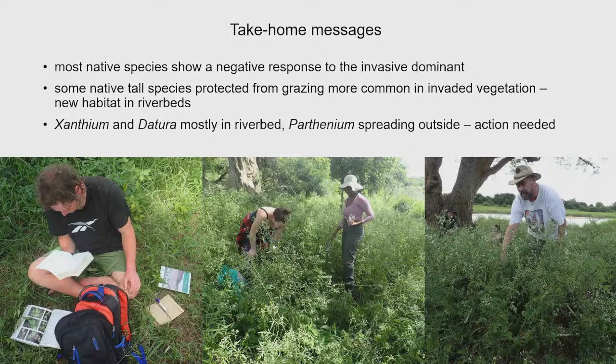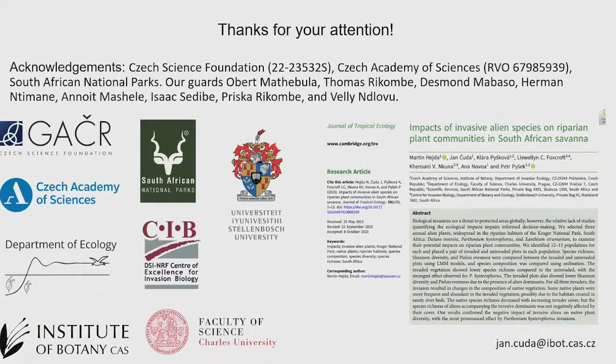And so to conclude, most native species show a negative response to the invasive dominant, but some of them were more frequent or abundant, as I said, in invaded vegetation, probably because of different structure and maybe also because of different microsite conditions, which my colleague will tell you about after. And lastly, Xanthium and Datura mostly occurred in riverbeds, while Parthenium is spreading quite massively out of the riverbeds, so this is the species of consideration that should be managed.